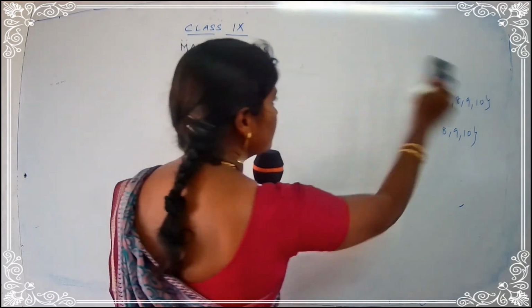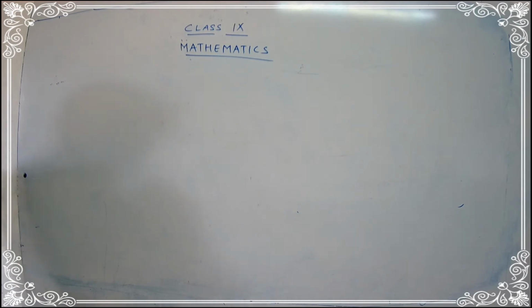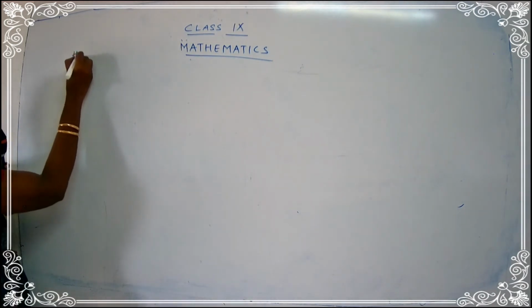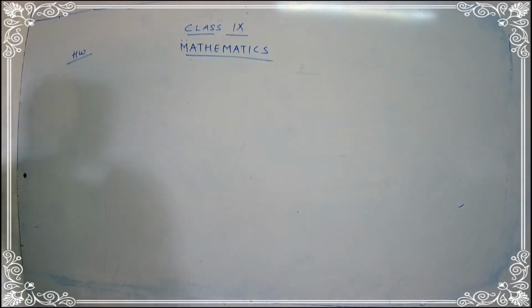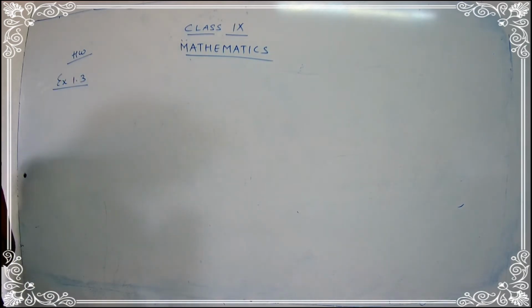So now just take down some assignment questions. First I'll give you the homework question and then we'll go for the assignment question. Take down the homework question first. Homework and assignments are different. I'll tell you about the assignment. First of all, take the homework question. The homework is exercise 1.3.